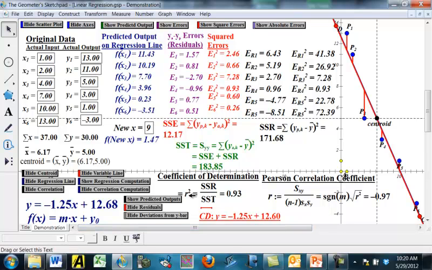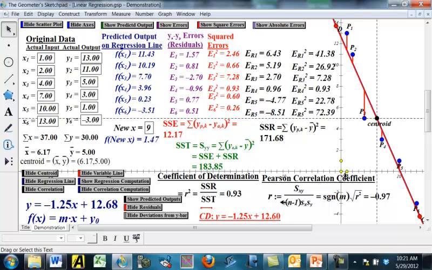So notice that r squared will be 1 if it's a perfectly fitting line, and r squared close to 0 is a very bad line. R squared close to 1 is a very good fitting line. Similarly, if the absolute value of r is close to 1, it's a very, very good fit. If r equals 1 or negative 1, it's a perfect fit.